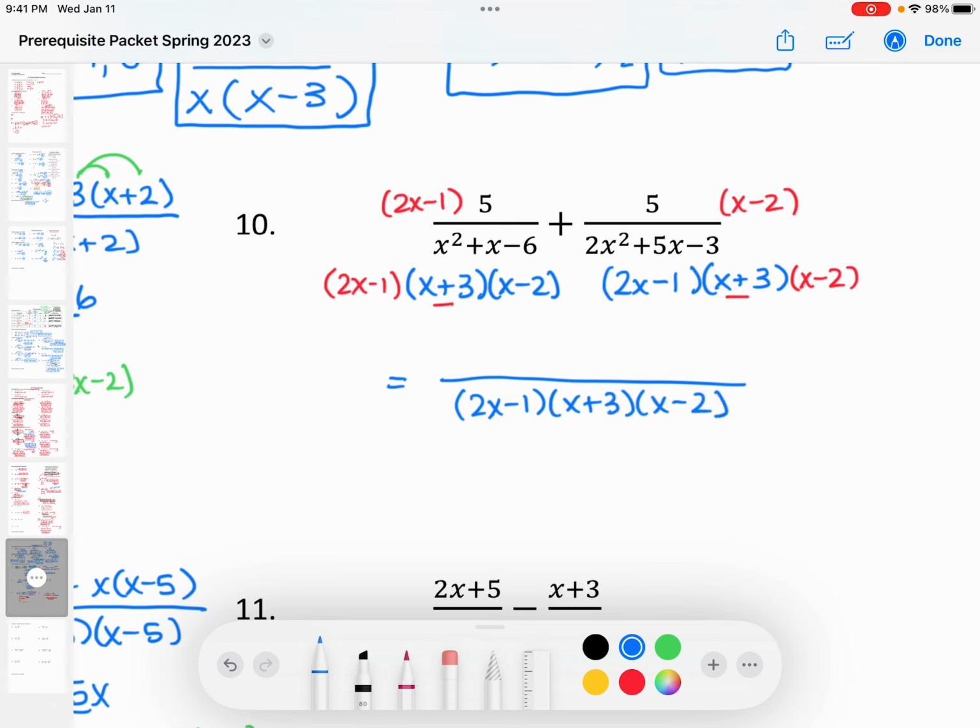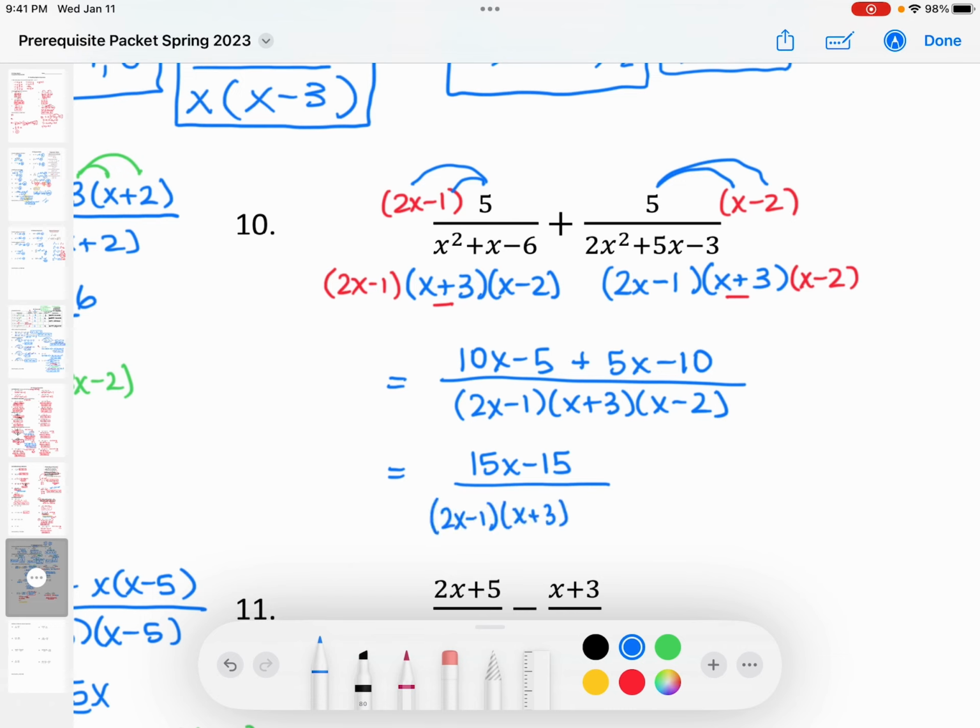that's our common denominator. On the top, I'd have 5 times this one, so 10x minus 5, and 5 times this one, 5x minus 10, and I'll simplify that top. Thinking of factoring out the 15 upstairs, but I knew there wasn't an x minus 1 factor on the bottom, so I could take it or leave it.